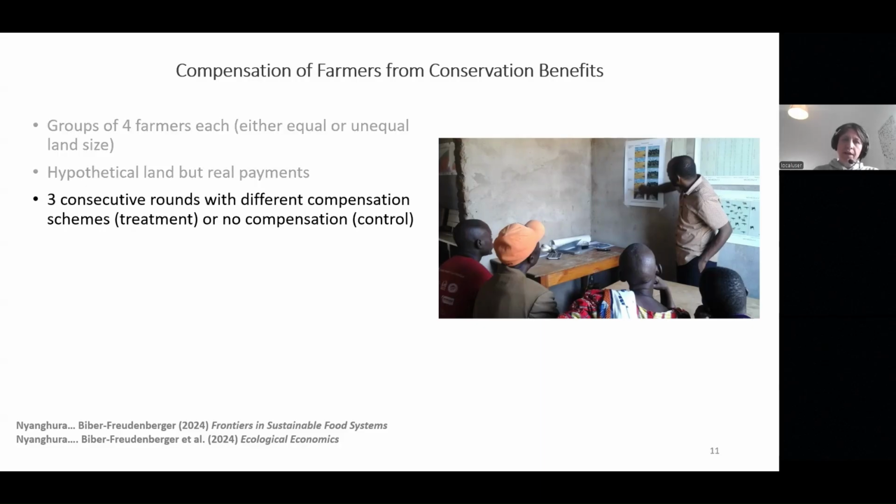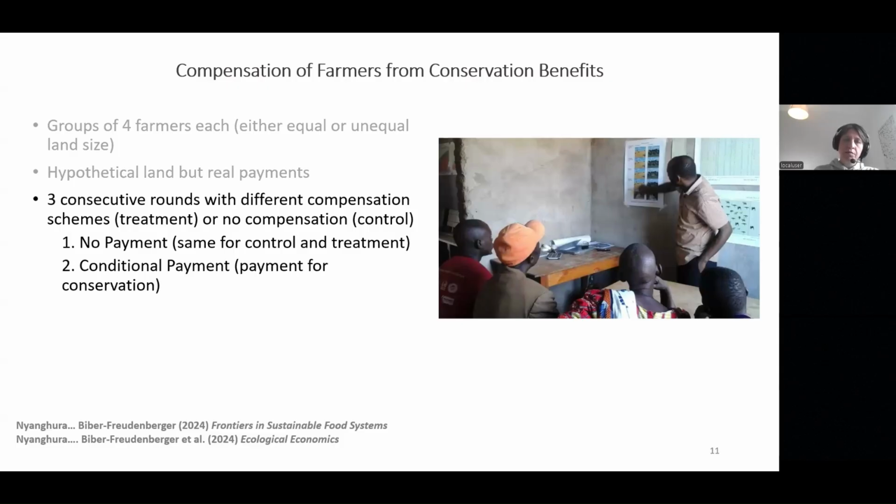And then we played 3 consecutive rounds with different compensation schemes, where those were the treatment groups. And then we also had a control group where they wouldn't receive any compensation at all, and they could just decide freely to conserve or not to conserve, even if they are not being compensated for it. So in the first round, neither the treatment nor the control group received any payment. In the second round, in the treatment group, the farmers would receive a conditional payment if they decided to conserve.